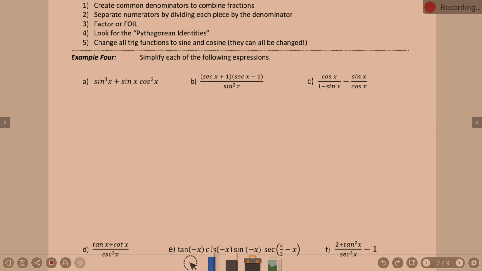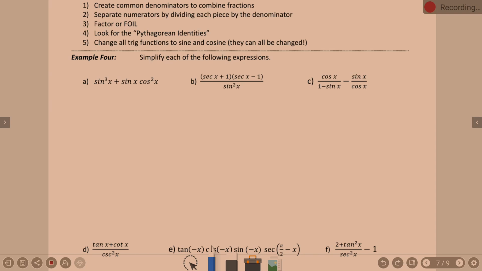Okay? We can create common denominators to combine fractions. So if you have multiple fractions or expressions, you can work to combine them. Okay? We can separate numerators by dividing each piece by a denominator. If you see something that would be better, separate it into 2 fractions. And the 3 that are really important. Number 3, we're going to use our algebra steps and factor or FOIL. Okay, where you can factor a GCF out maybe, or use a product and sum factoring. Or we could FOIL some things together.